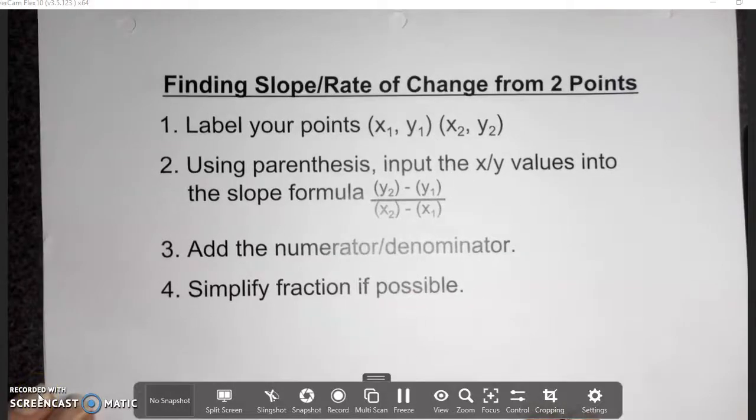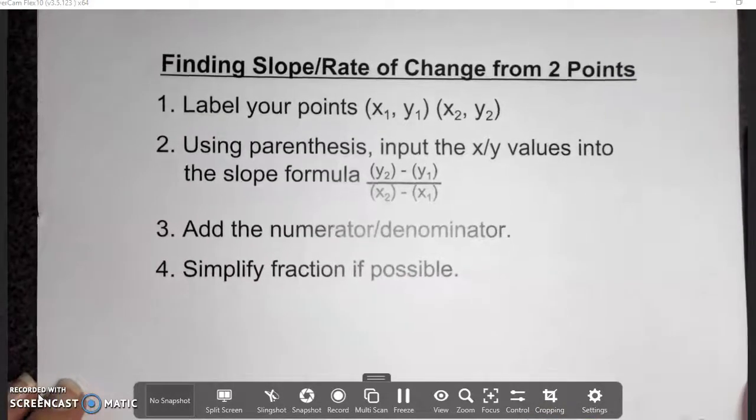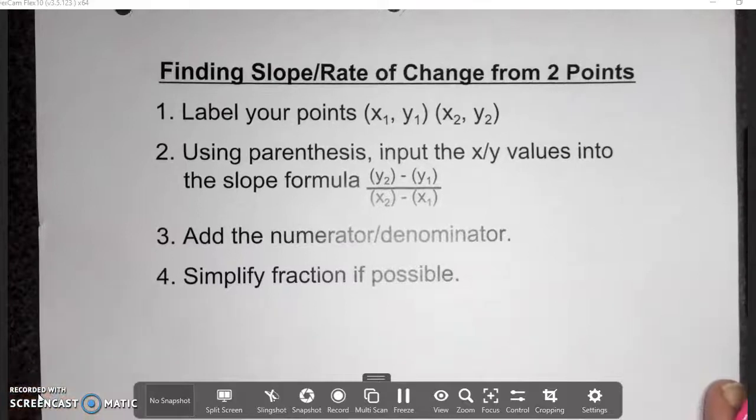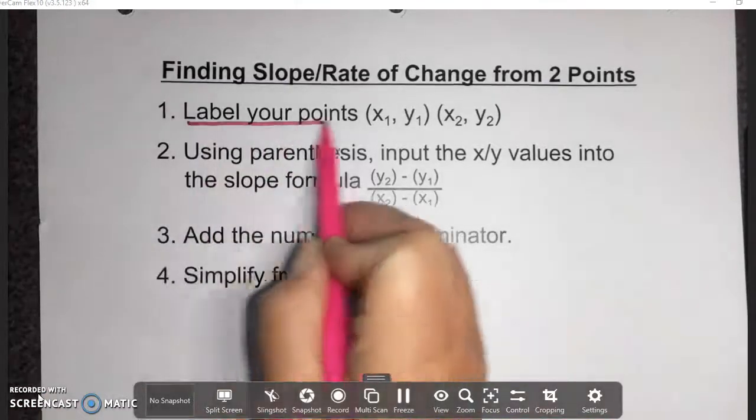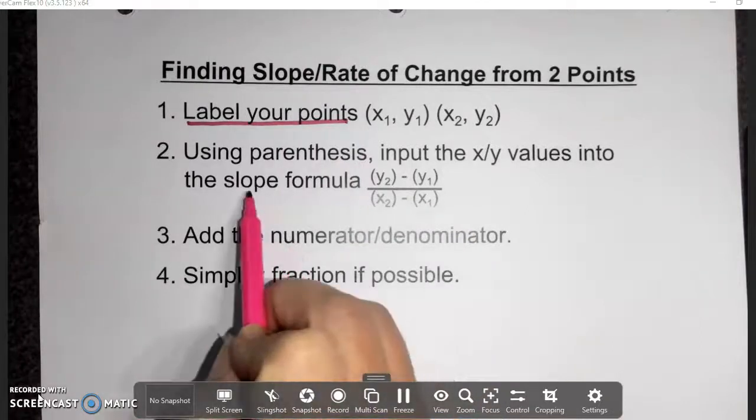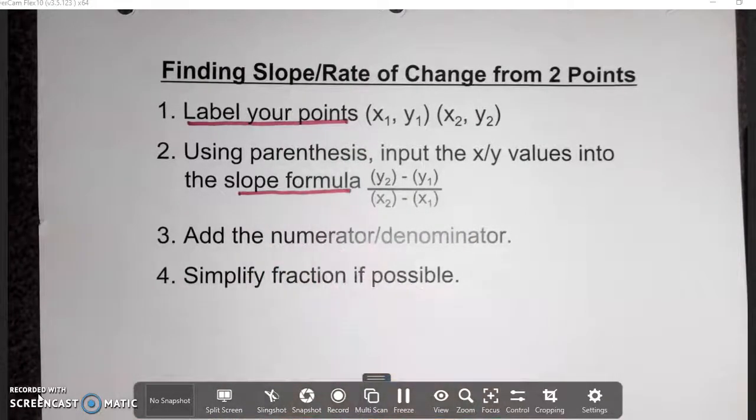So here's linear functions day 4, part 2. We want to find the slope or rate of change from 2 points. This is what we've been doing. It's kind of review. You want to label your points. This is a key. You're going to use the slope formula and find your slope or your rate of change. Then you're going to simplify the fraction if possible.